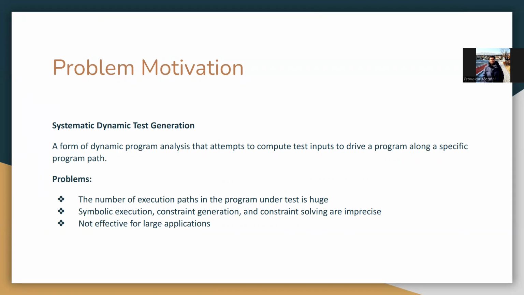However, with the existing dynamic test generation, there are some problems mentioned in this paper. The first problem is that the number of execution paths in the program under test is very huge, and if the application is very large, it becomes actually very large. The second problem is that symbolic execution, constraint generation, and constraint solving are imprecise for large applications. Actually, these are tasks of dynamic test generation. So dynamic test generation is not effective for large applications with the existing approach.